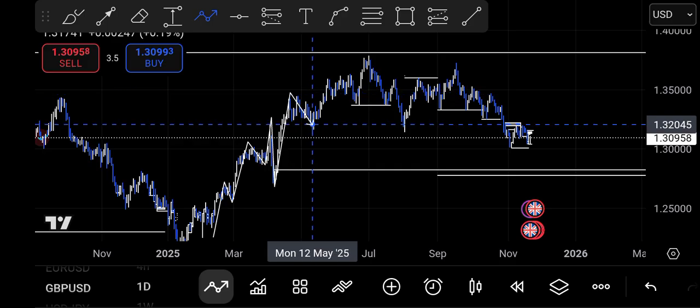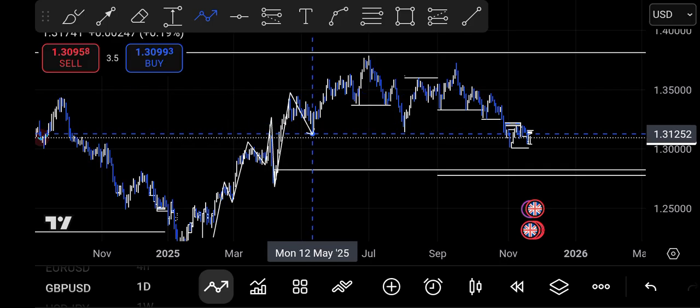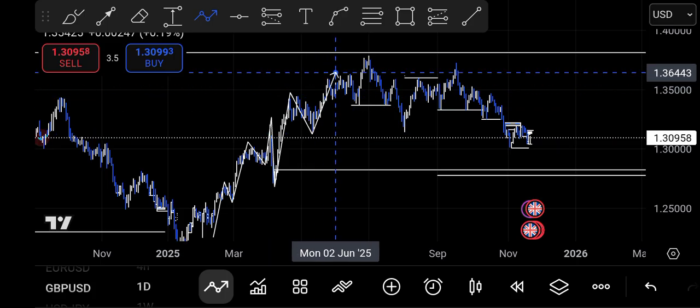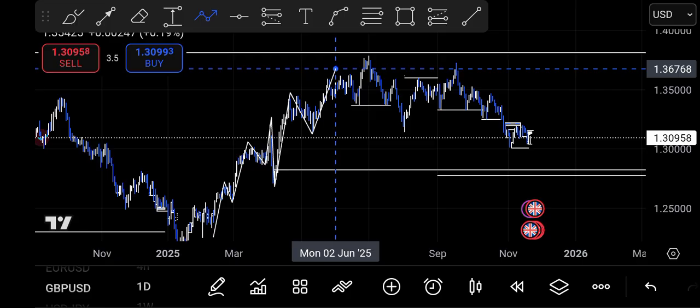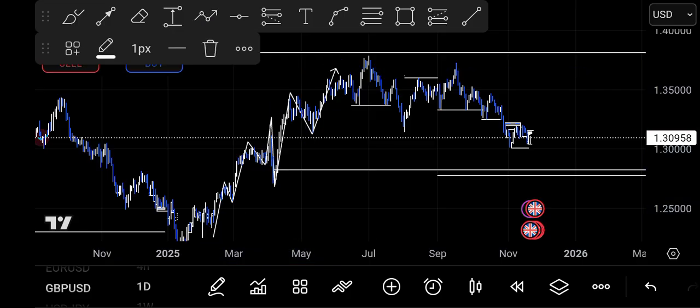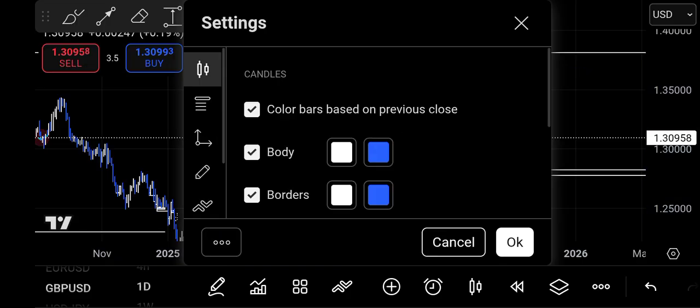And I also use my Fibonacci zones around here. So my Fibonacci is around 0.7. Price keeps breaking structure to the upside. So let me mark my Fibonacci retracement level.